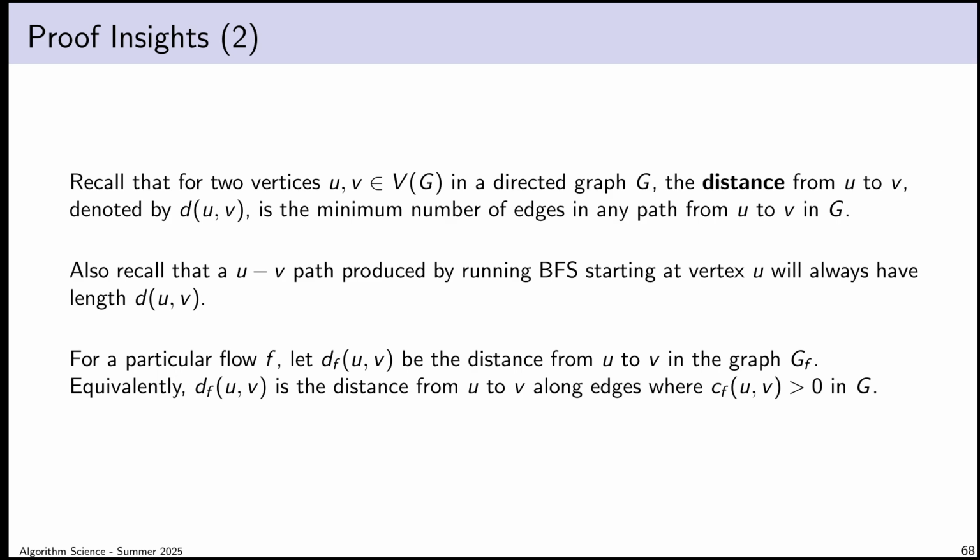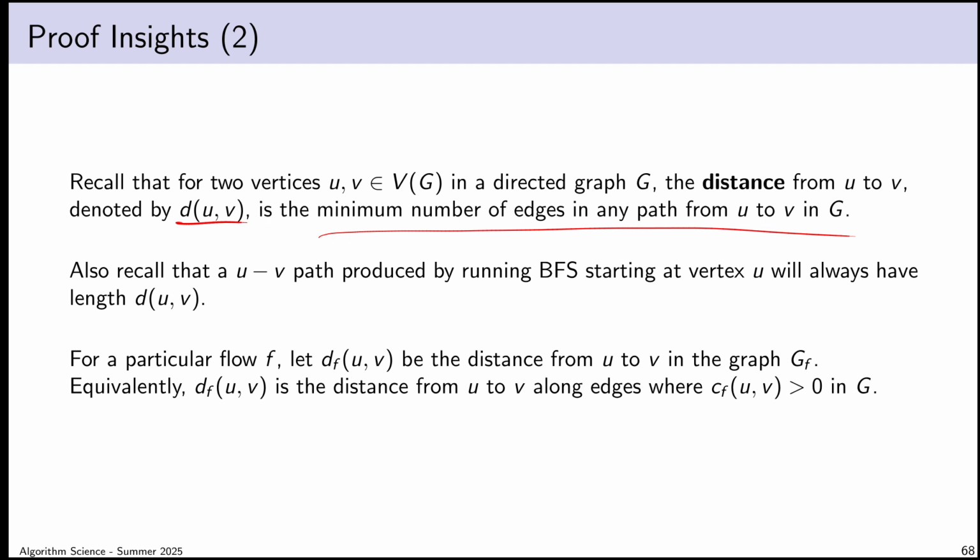So recall from, way back in like lecture 25 or 26 or something, that the distance in any directed graph, this is not a definition specific to flow networks, the distance from vertex u to vertex v is the minimum number of edges in any path from u to v in G. It is the length of a minimum length path from u to v.